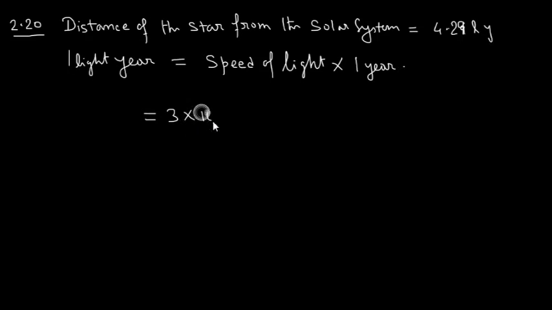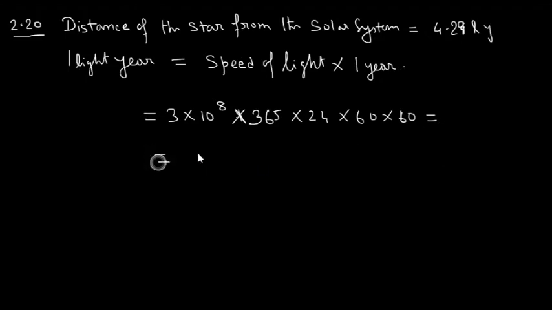3 into 10 to the power 8 meter per second, this is the speed of the light, and into 365 days, 24 hours, 60 into 60 seconds. Now this value is 94608 into 10 to the power 11 meter.